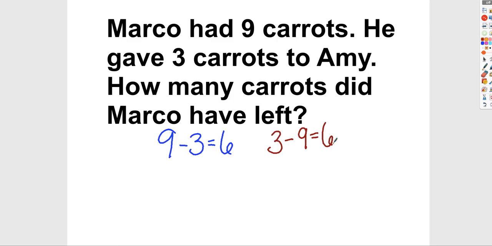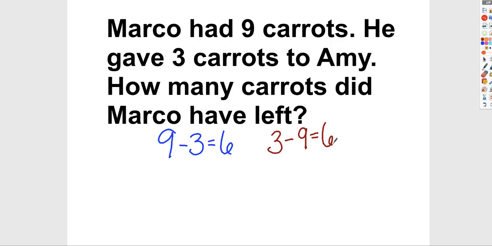Okay, Marco has 3 carrots. He's going to take 9 carrots away. Can I take 9 carrots away from my 3 carrots? Well, it's either yes or it's no. Can I take 9 away if I only have 3 to start out with? No. I cannot. I don't have enough. So can I use the turnaround rule when it comes to subtraction? No. I cannot turn those numbers around. I cannot use the turnaround rule for subtraction at all.